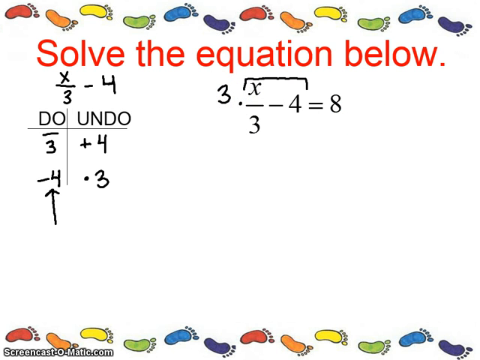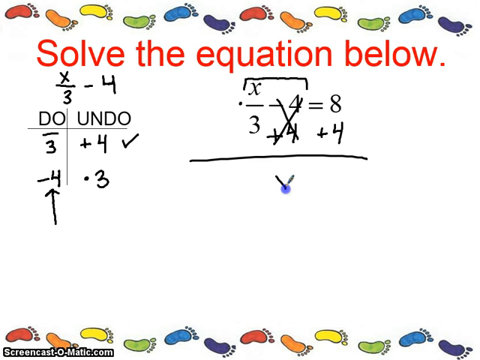We need to add 4 to each side. Getting ahead of myself. Make sure you start at the top of your undo chart. We need to add 4 to each side. Negative 4 plus 4 makes 0. So we get x divided by 3 equals, and 8 plus 4 is 12.